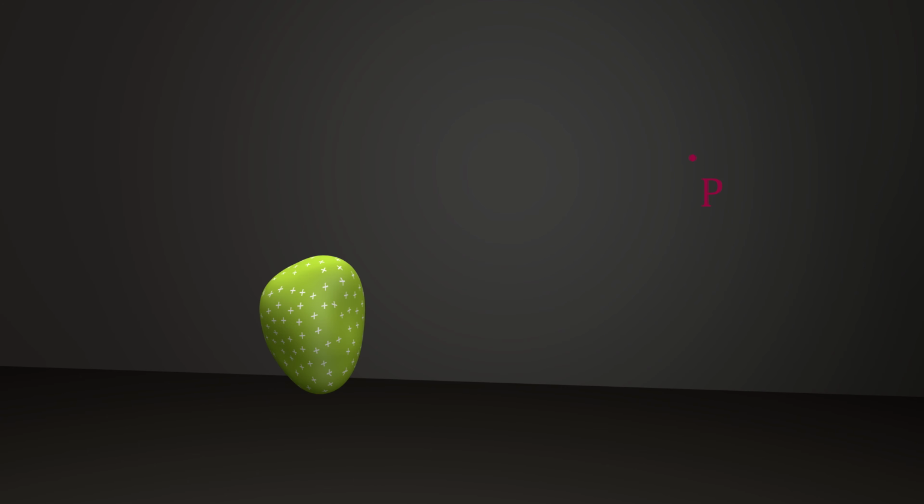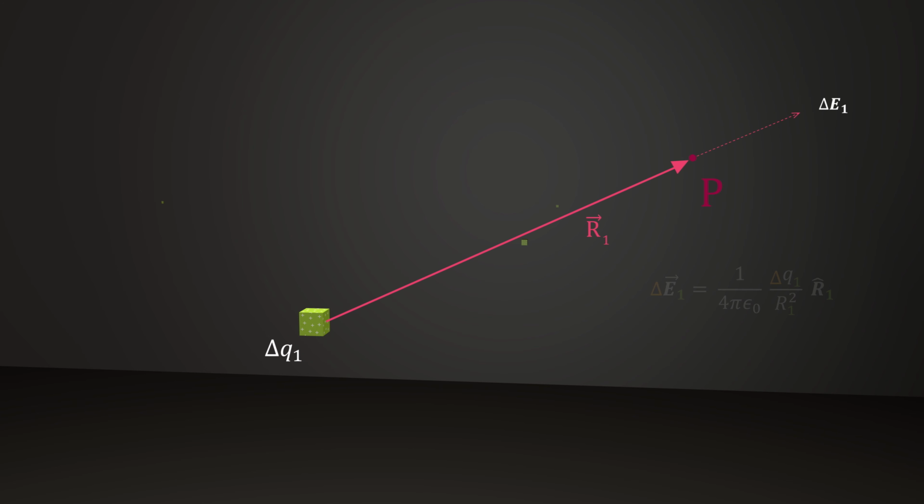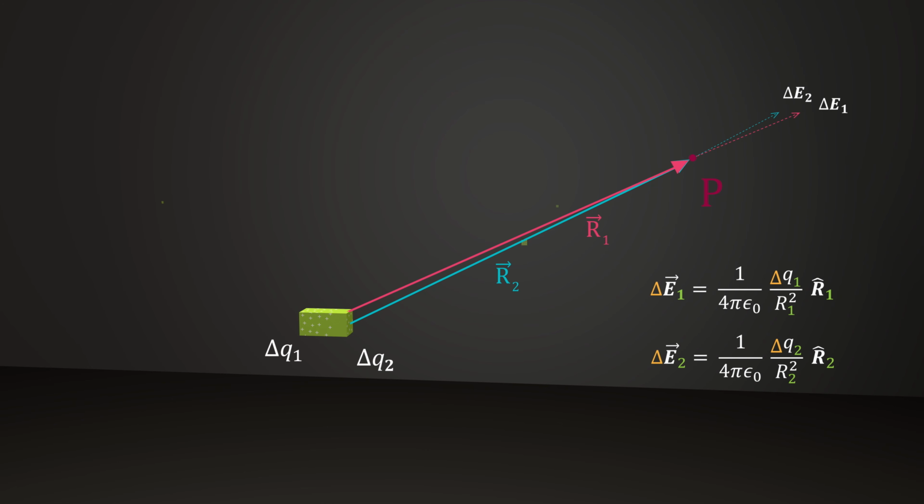Okay, the idea is first I will break my blob up into lots of little cells. In each of these cells, there's a little bit of charge. Now we can treat each cell as a point charge and apply Coulomb's law to calculate the electric field at point P created by each individual cell. Let's pick this cell and say it contains charge delta Q1. According to Coulomb's law, the field at P created by this cell, delta E1, equals 1 over 4 pi epsilon naught, delta Q1 by r1 squared, times r1 hat. Similarly, for other cells, we get delta E2, delta E3, and so on.